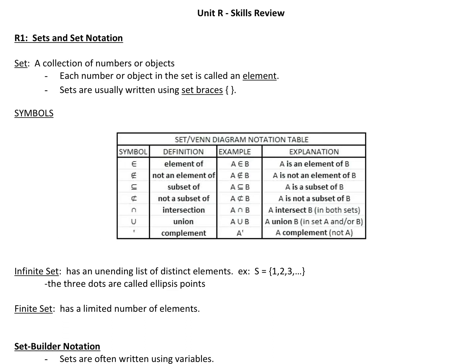Today we're going to chat about sets and set notation. So a set is just a collection of numbers or objects where each number or object in the set is called an element. Usually we write these with set braces, those squiggly brackets, okay?